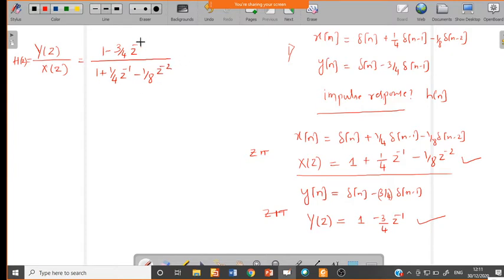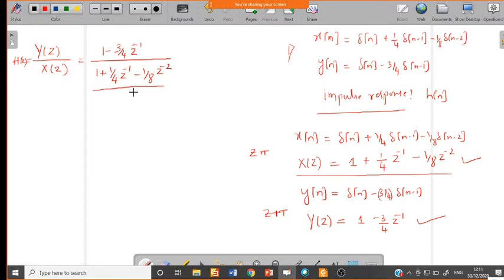So now it is in the form of H of z, in the z domain. So now we can use the methods to find out h of n, the time domain signal or impulse response. So now use the proper method. First we find out the roots of this equation. Once we find out the roots, then by using the partial fraction expansion method, we can find out h of n, that is the impulse response.